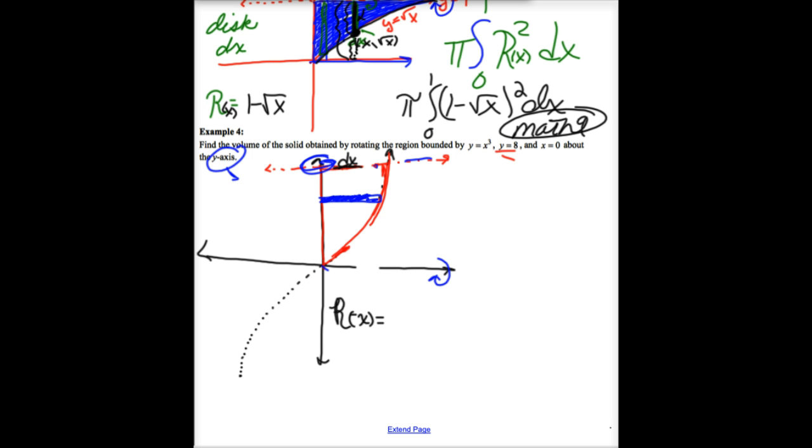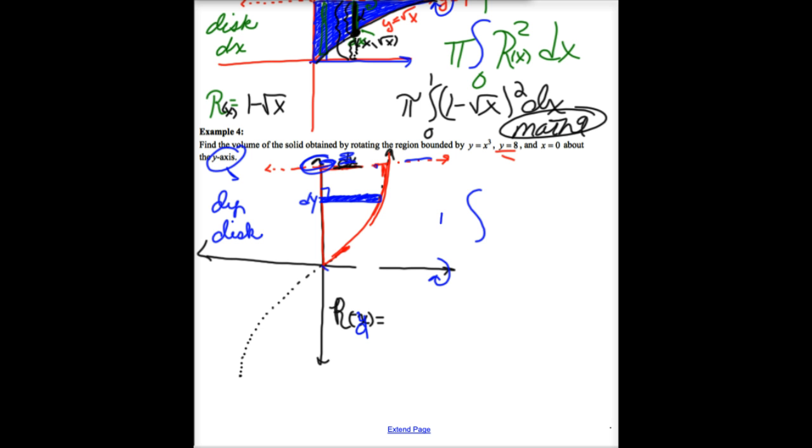So I'm drawing my representative rectangle perpendicular to the axis of rotation and out to the outer edge of the curve. This is a dy problem, and it's still disks. So this is dy, this is disks. And I need to find my radius with respect to y. Sorry about that. Anyway, let's integrate.